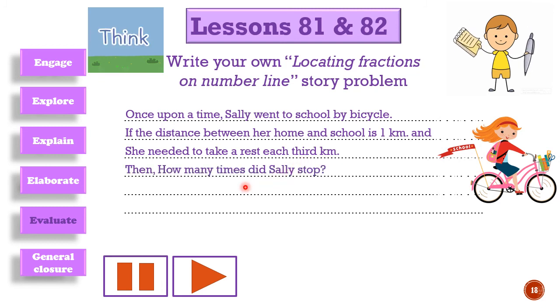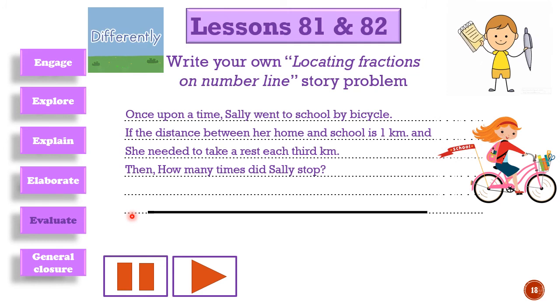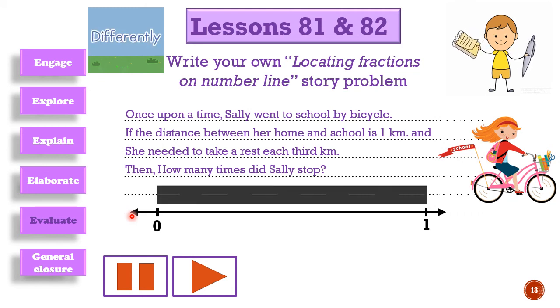How many times did Sally stop? Then Sally had stopped how many times? Let's first draw our number line, like we learned before, using our pencil and ruler. Then draw our fraction strip as a road. Yes, this is the road between her house and her school. Its route is 1 kilometer long. On the fraction number line it will be 1. Here we want to distribute it.